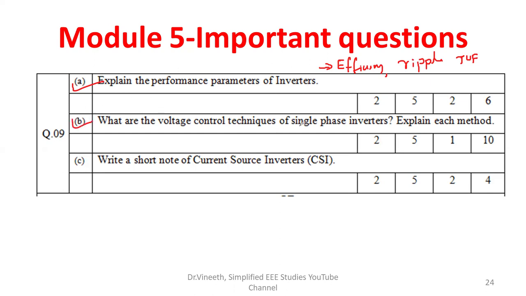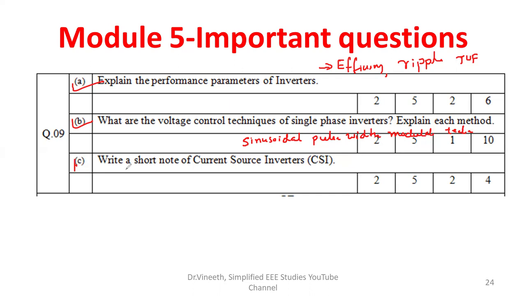What are the voltage control techniques of single phase inverter? Explain each method. Like the sinusoidal pulse width modulation technique. So we should have some carrier signal, message signal, compare both, and we are going to generate the PWM, correct? That you are supposed to explain with the help of waveforms. Second one is square pulse width modulation technique. Like that you can explain, clear.